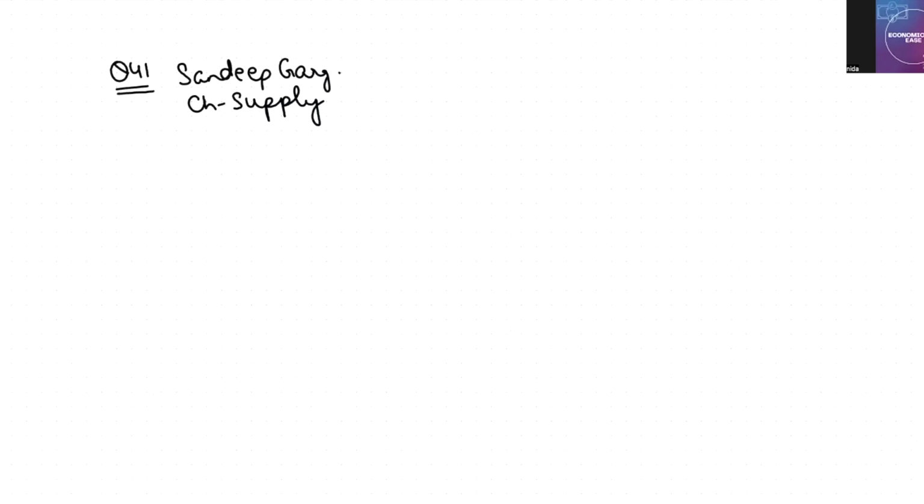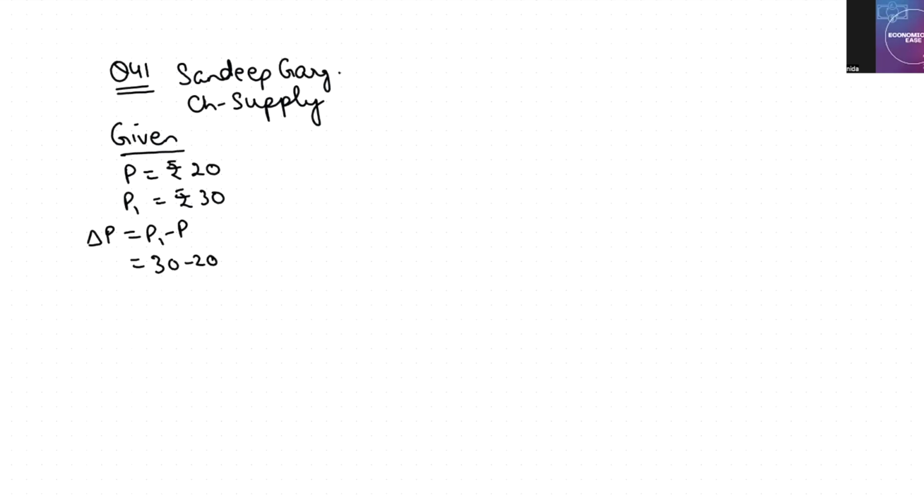State when the price of a good rises from 20 to 30. Okay, so given, we always write first: price rises from 20 to 30. That means delta P is equal to P1 minus P, so you will get 30 minus 20. We have completed one step so far.